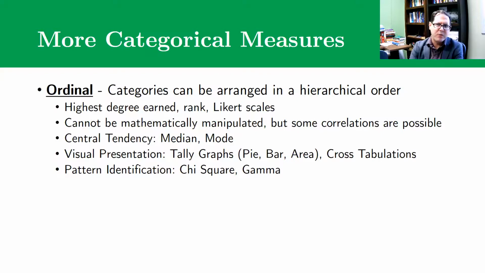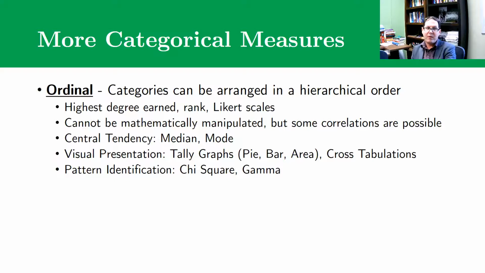The numbers that we use for these categorical variables don't necessarily correspond to math in the way that we tend to think about it. And so again, we're stuck with looking at mode, the most common category. We can do median now because we're just looking for the middle when we line things up from smallest to largest. What's that middle point? Again, tally graphs with bar charts and pie charts.